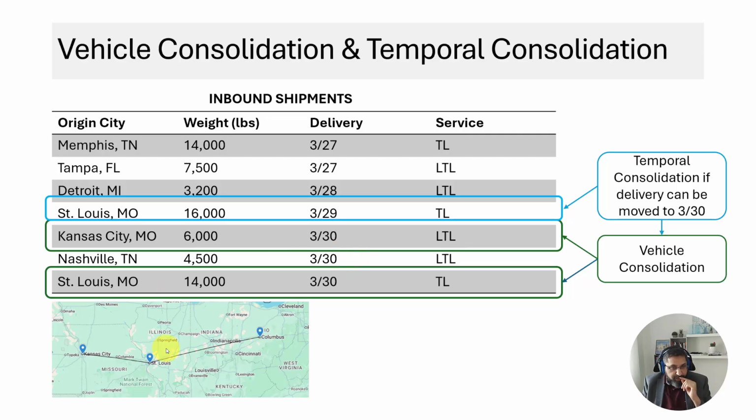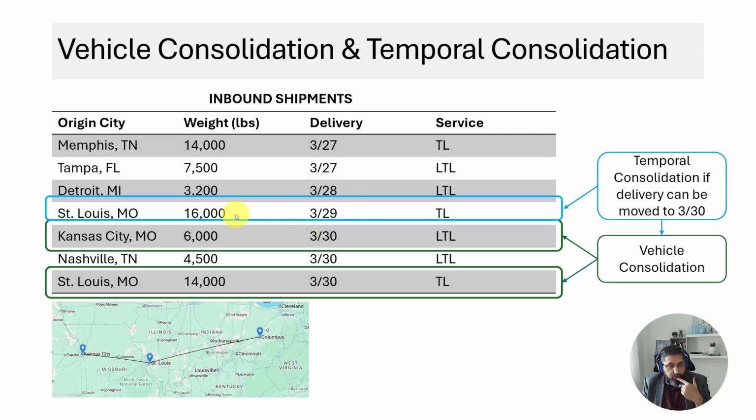Now we noticed that one day earlier, another 16,000 pounds is flowing from St. Louis to Columbus, arriving on the 29th of March. Okay, it's a truckload shipment. So if we can call up the supplier in St. Louis and say, hey, we want you to delay your shipment by one day. Instead of picking up your shipment on the early morning of the 29th or on the 28th, we're going to pick up on the 29th, most likely, and we're going to deliver it on the 30th to us. So, we're going to have to store it for either one day or half a day more.